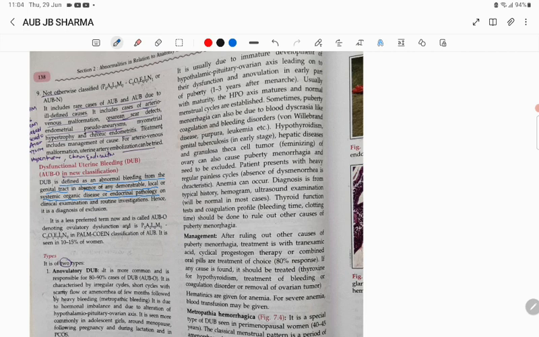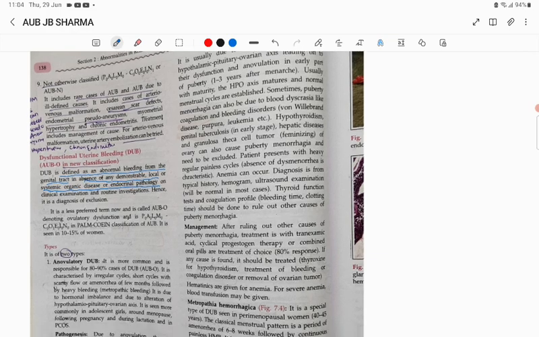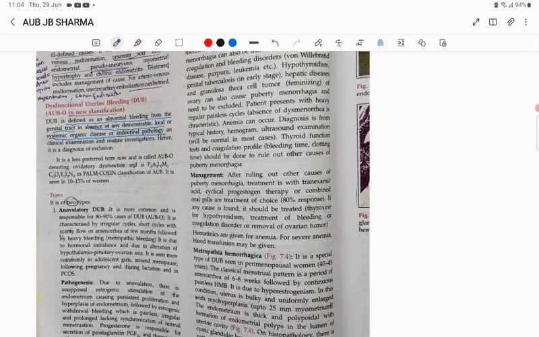Hence, AUB-O is a diagnosis of exclusion. DUB is a less preferred term now and is called AUB-O. You can denote ovulatory dysfunction if you are using the PALM-COEIN classification system of AUB: P0, A0, L0, M0, C0, E0, I0, N0, O1. It is seen in 10 to 15% of women.